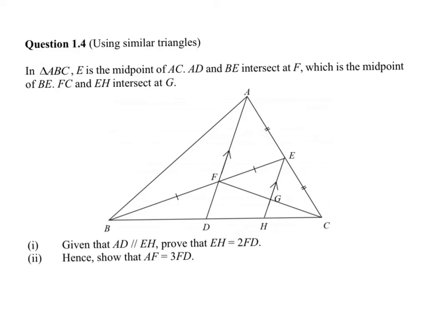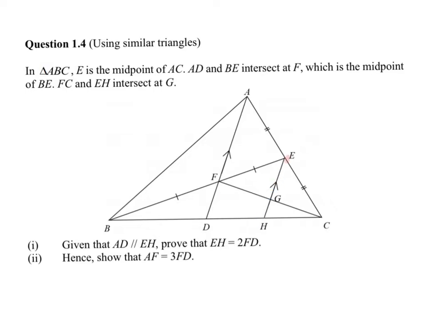So in this triangle below, let's read the following slowly. We have E as the midpoint of AC. We have AD and BE intersecting at F, which is the midpoint of BE. So F is the midpoint of BE, and FC and EH intersect at G. Given that AD is parallel to EH, we want to show that EH is 2 times FD.